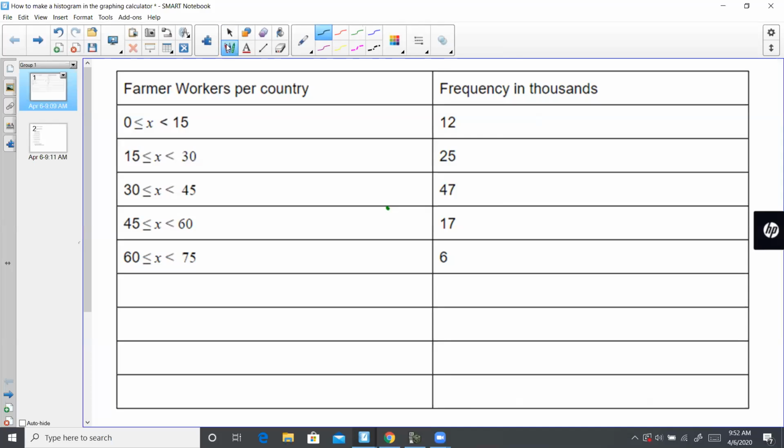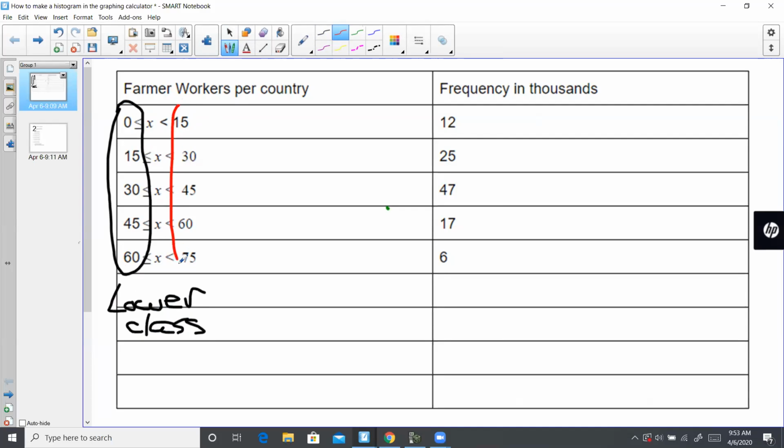The first thing we're going to look at is this right here. We want to label this 0, 15, 30, 45, and 60. This is what's called the lower class limit. So take your notes and write that down, lower class limit. The next thing we're going to take a look at, and I'll change colors here, is this right here. These numbers are what are called the upper class limits. So I'll write down upper class.